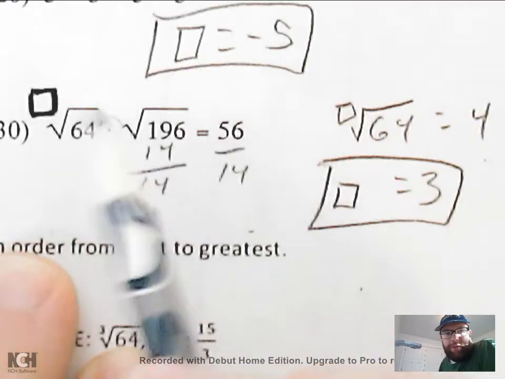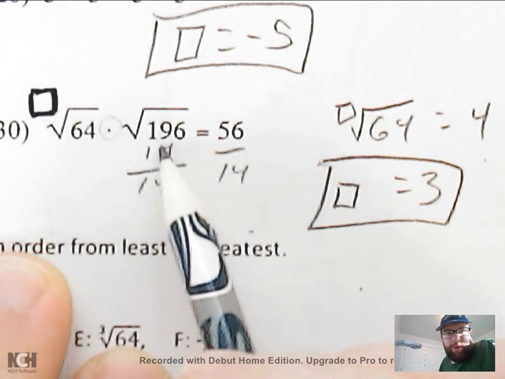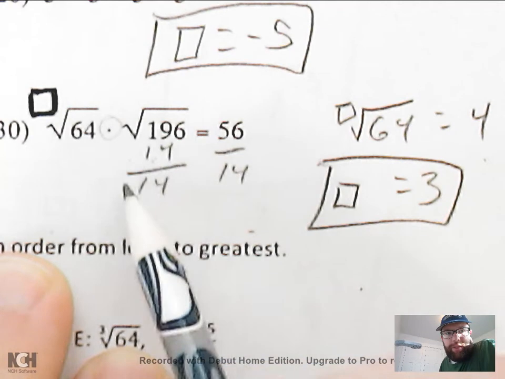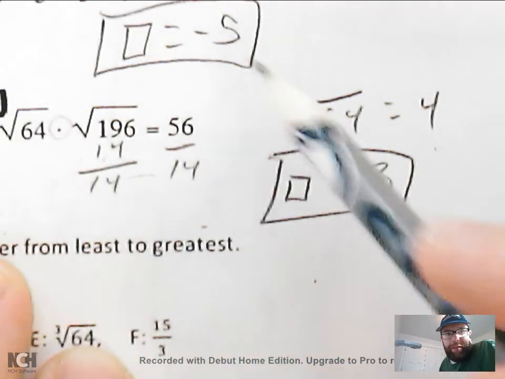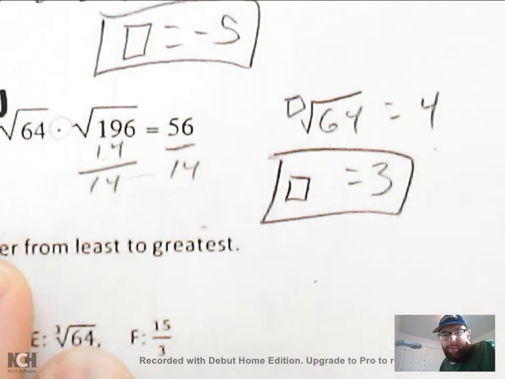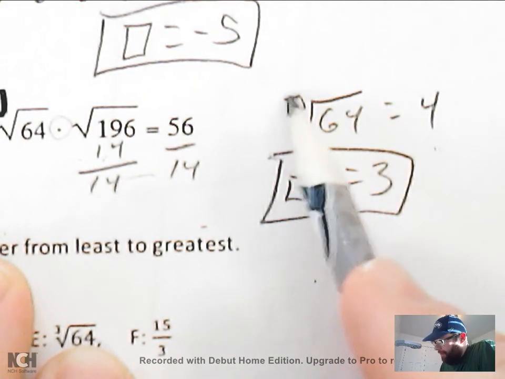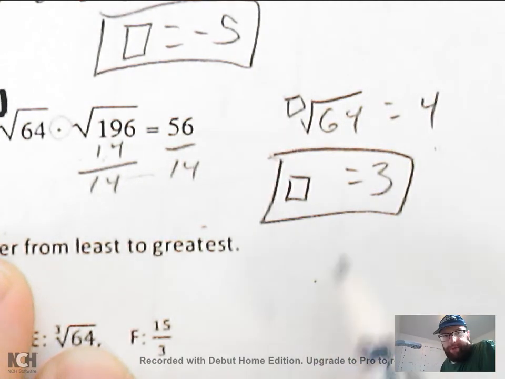Okay. So again, I found the square root of 196. It was 14. So then I divided by 14 to both sides. And it gave me the something root of 64 is equal to 4. And we already figured out that the cube root of 64 is equal to 4. So that box had to be a 3. Okay.